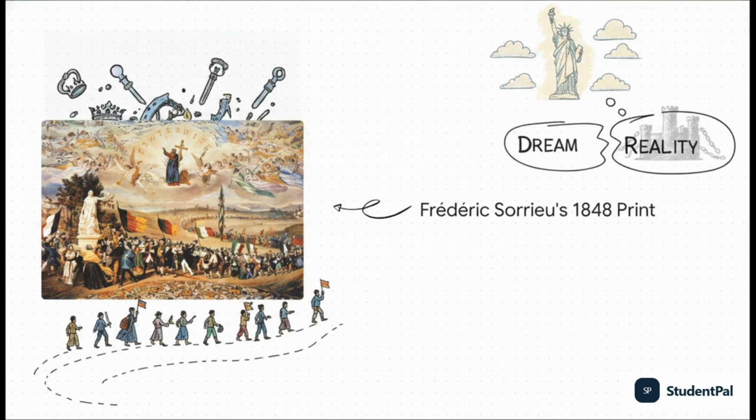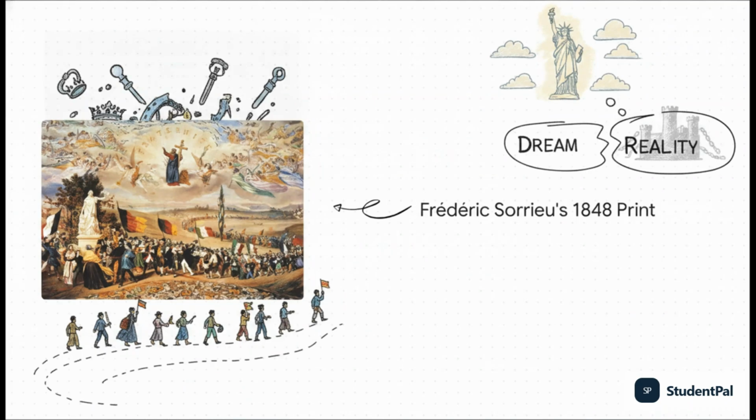Now, what's really interesting about the very beginning of your chapter is this fascinating piece of art prepared in 1848 by a French artist named Frédéric Sorrieu. It tells an incredible story of a dream versus reality. You've got the peoples of Europe and America marching together in this massive, endless train, offering homage to the Statue of Liberty as they pass by.